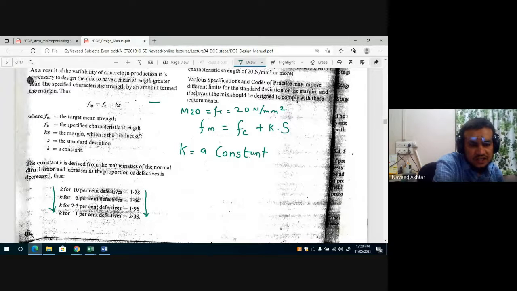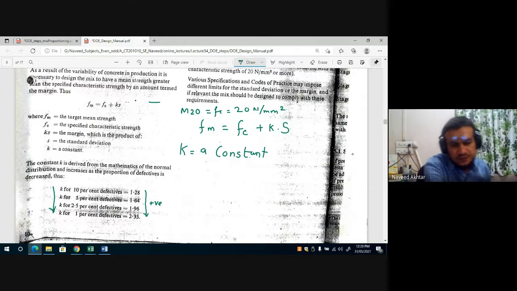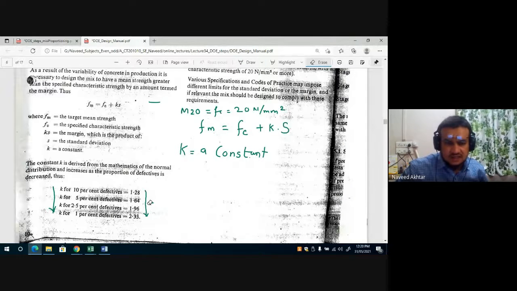So defectiveness is decreasing, but the value of K is increasing as the percentage is less. Here you can see the increase in the value as the percentage of defectiveness decreases. Okay, so K is nothing but a constant.